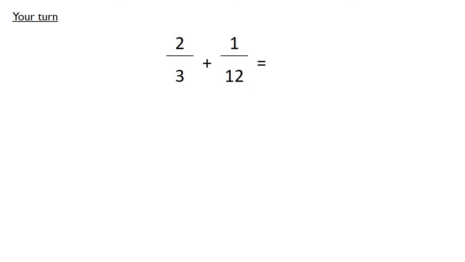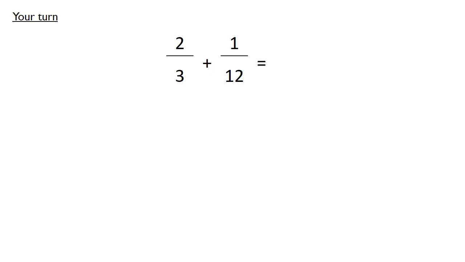Okay, here's another one for you to do. So you have 2/3 plus 1/12. What could you turn one of these fractions into to make it easier for you to add? Pause the video here, have a go, then press play and we'll go through it together.